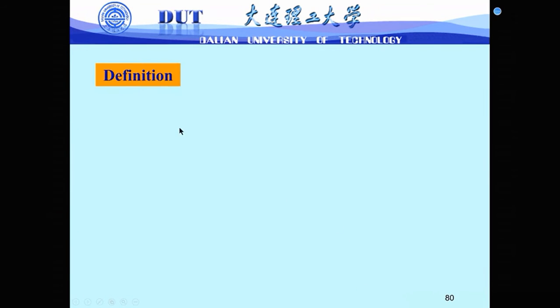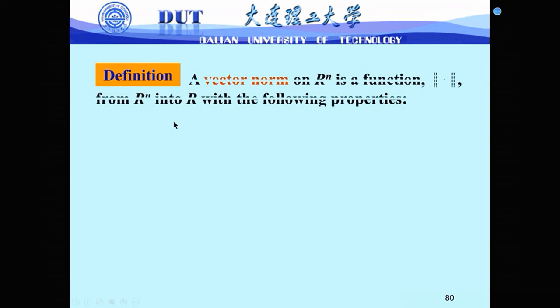Now let me show you the definition of the vector norm. A vector norm on Rn, the n-dimensional space, is a function. Firstly, you should understand that norm is a function defined on the n-dimensional space. Now you see the symbol: we just use a double line. It is similar to the absolute value.